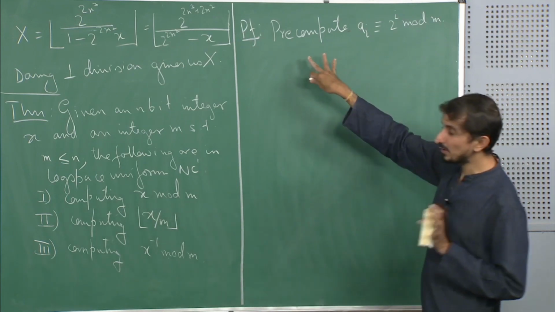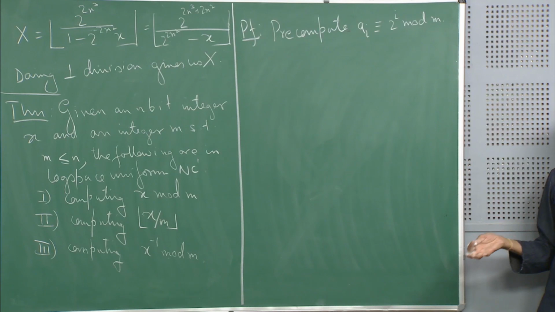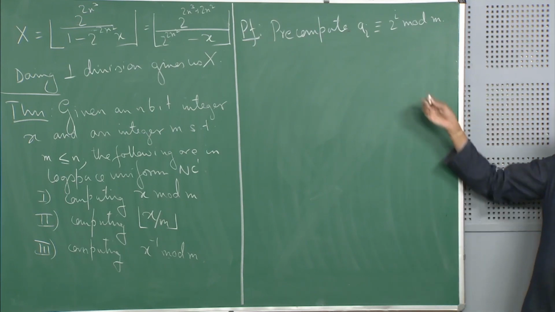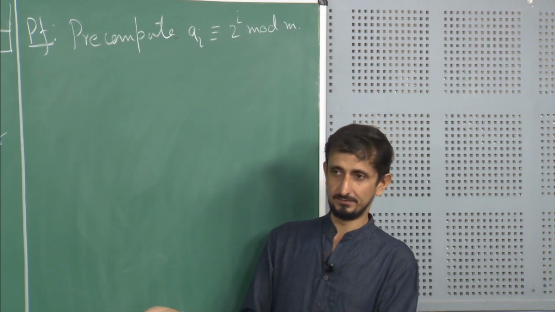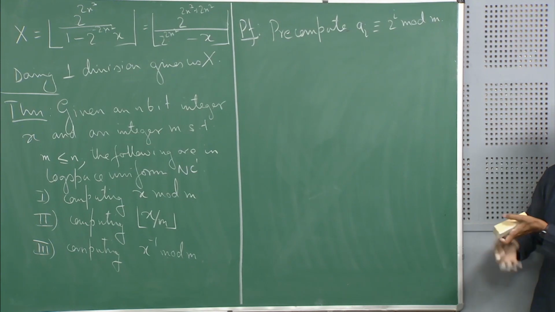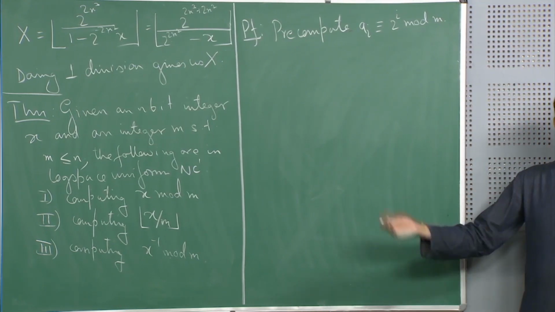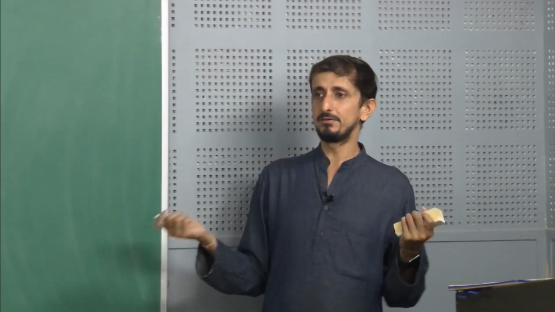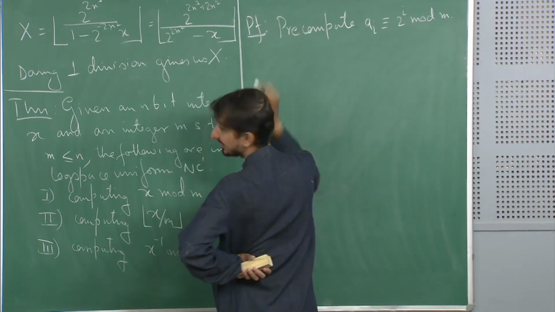So what do I mean by pre-compute? What I mean by pre-compute is that you can actually do this in log space. You do not have to do this in NC, because you are not actually reading the input over here. This is a quantity which is independent of the input, which will be the same for all x's of a fixed length. So you just do this using a log space machine.